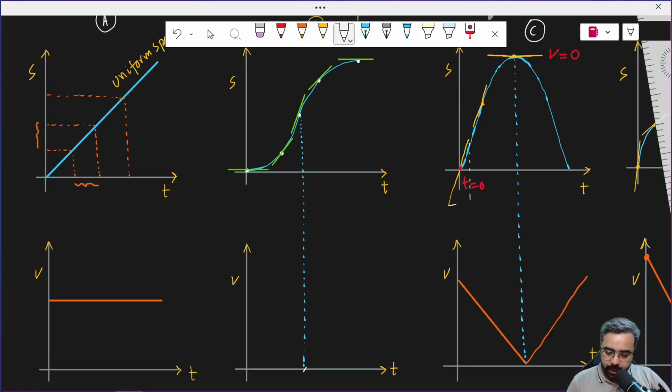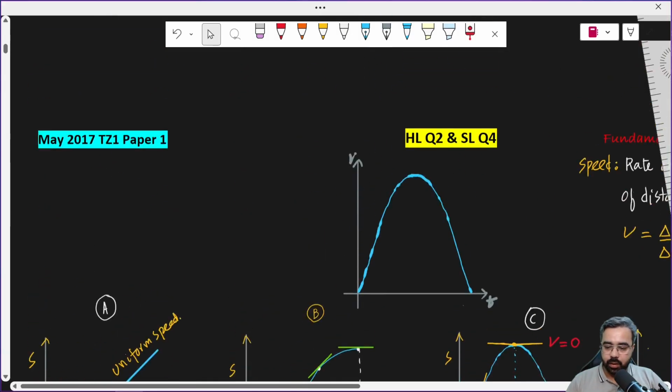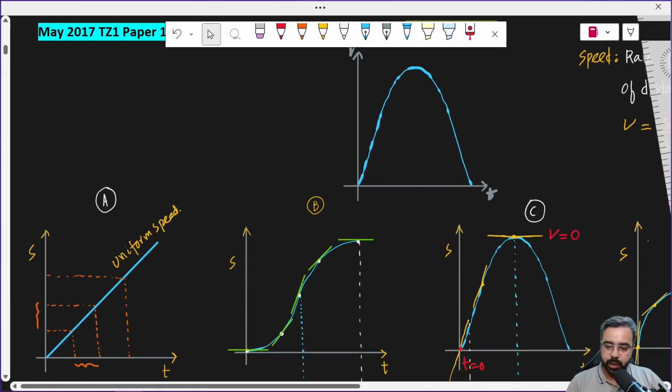So exactly at this time the speed is maximum, and it is starting from zero, so it should look like this. And then again it will go like this, right? Exactly at that time the speed is again zero, which is obviously 100% consistent with this graph. So the right answer should be option B.